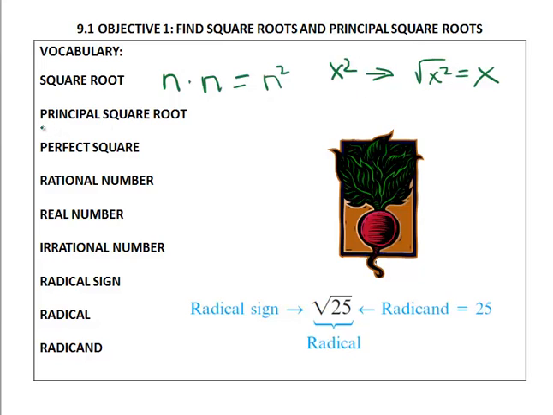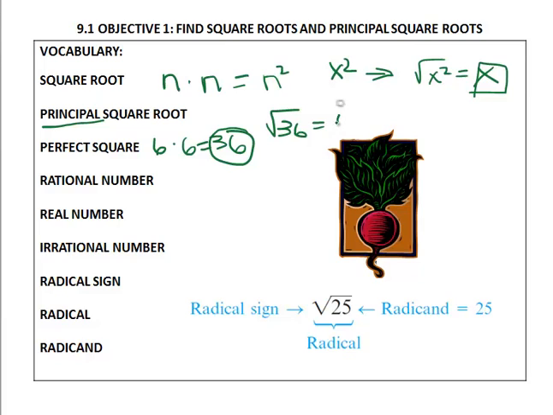When we talk about principal square roots, it's always the positive one, but I'll talk a little bit more about that. Perfect squares are just like it sounds, it's perfect. So I have 6 times 6 equals 36. That's a perfect square. So if I'm looking at this, that will give me a whole number. If I look at this, that won't give me a whole number, so that's not a perfect square.